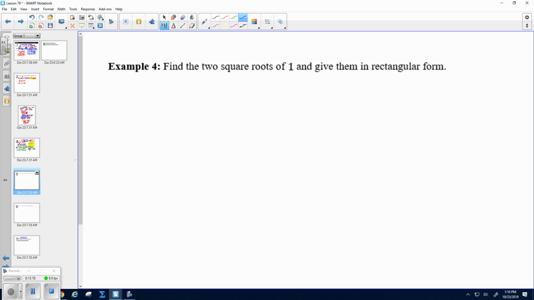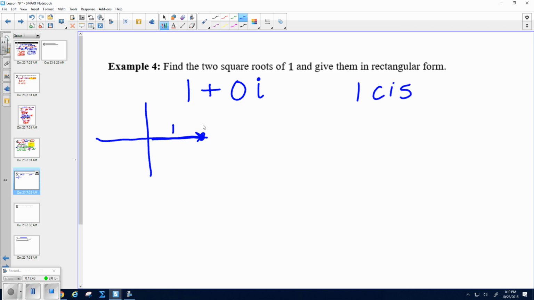So 1 is the same as 1 plus 0i. What form are we in? Rectangular. So if I were to graph this, I'm going to go right here over to 1. So this is a distance of what? This is a distance of 1. Very good. So if I want to put this in polar form, my radius is 1. What is my angle measurement here? It is 0. Yep, I didn't move anywhere from the x-axis. All right, so I've got both forms here.